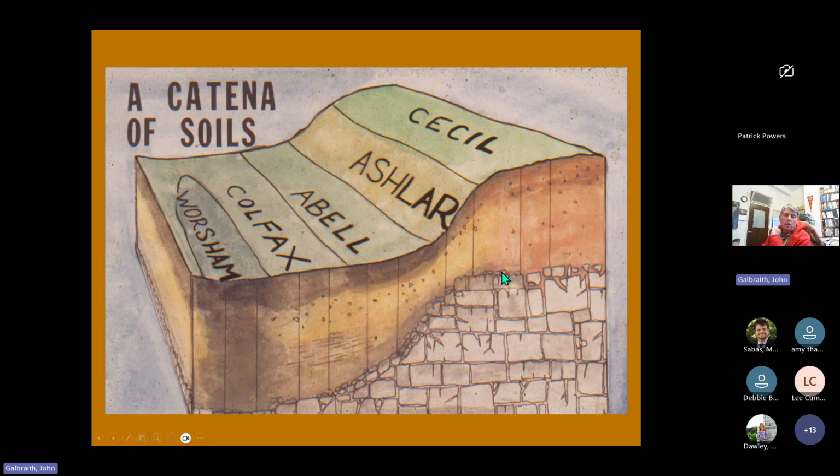All right, so here's a diagram of a relationship between soils that occur close together in the Piedmont. And so in certain counties, in certain parts of the county, if you have sisal soil on a summit, you can expect to find ashlar on the side slope. You might find worsham down in the floodplain. And you can see by the drawing that there's a difference. Ashlar and Abel are shallower to bedrock than sisal is.